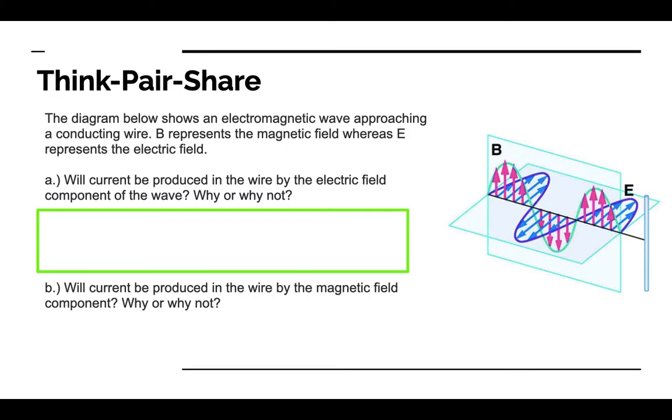For the electric field component, think about, based on the way our electric field is oriented, which way would it push charges in our wire? And then think about, would it be possible for charges in our wire to move that way? And then B, will current be produced in the wire by the magnetic field component? A useful thing to think about is, what is required for a magnetic field to induce a current in a circuit? Take a moment to think about that, and we'll come back together to discuss. When you're ready, please hit the button on the video to resume.